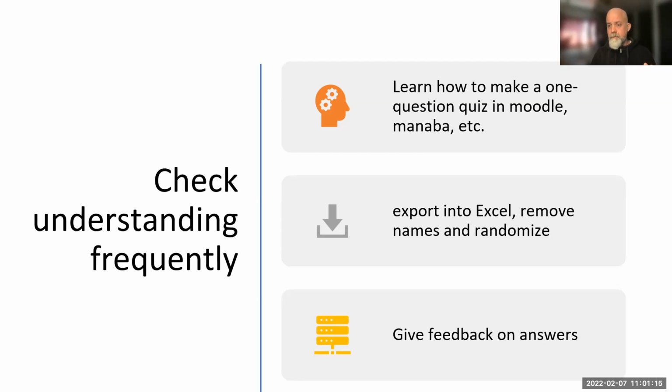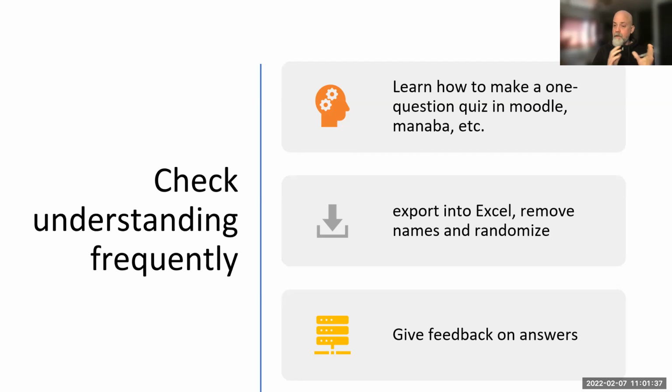Now, when you randomize, take the names off and give feedback, a few things happen. Number one, they get some context. They can see how much the other students really understand. You know, sometimes it's my fault. Sometimes I didn't explain it well enough. But sometimes they can also see, well, I'm the only one who doesn't get it.